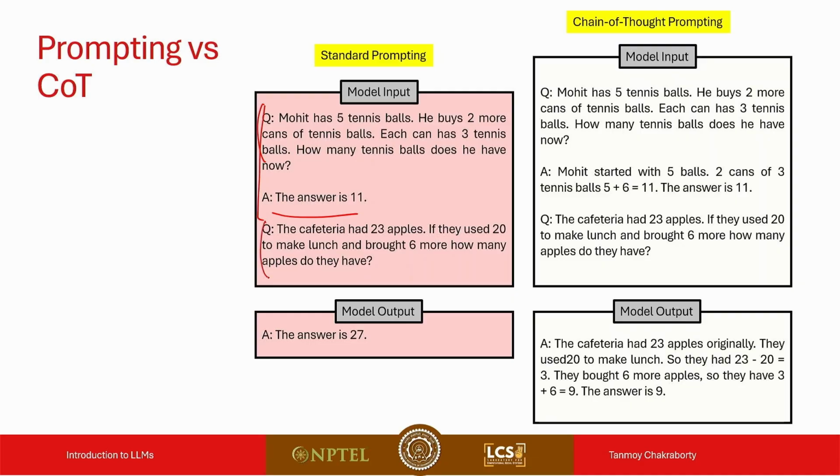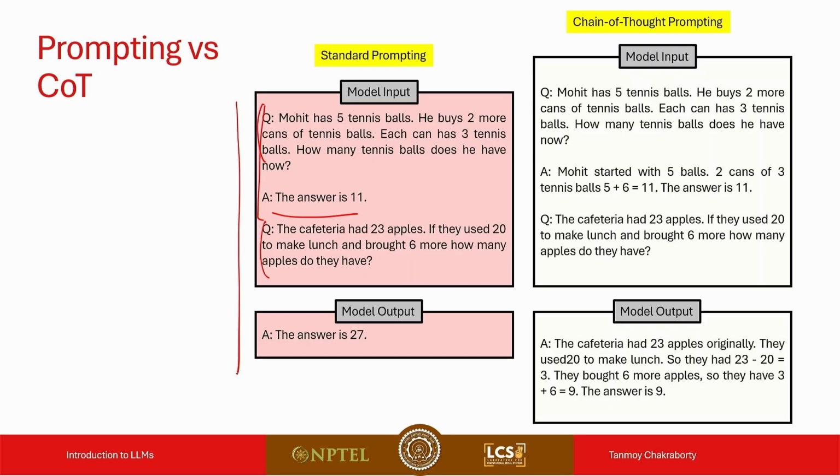And you ask this question: a cafeteria had 23 apples. If they used 20 to make lunch and bought 6 more, how many apples do they have? The output you expect is 9, but the model produces 27, because the model has been exposed to a pair which is a question and the final answer. But the model doesn't know how to reason about it. So this is your standard prompt.